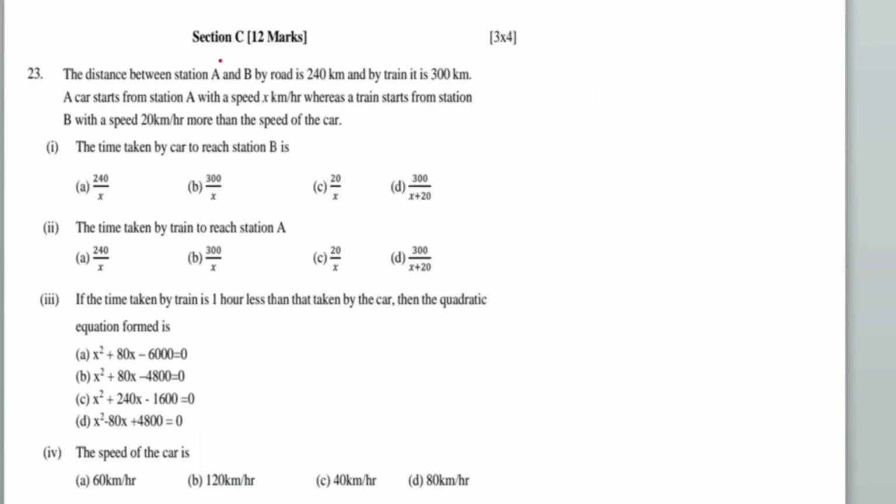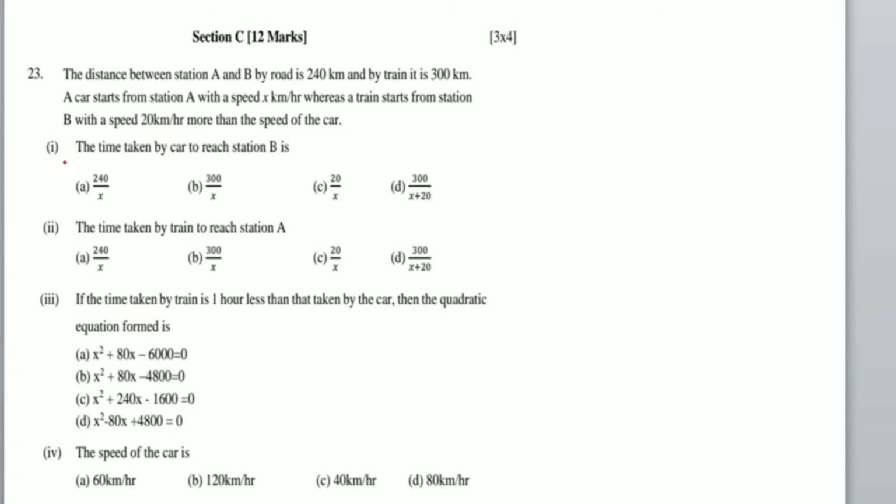Okay, section C. And problem number 23 is: the distance between station A and B by road is equal to 240 km and by train 300 km. A car starts from station A at x km per hour, whereas a train starts from station B with a speed of 20 km more than the speed of the car. Okay.